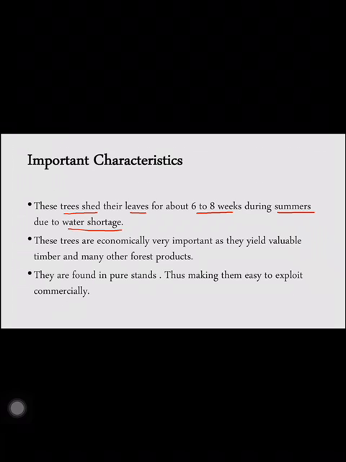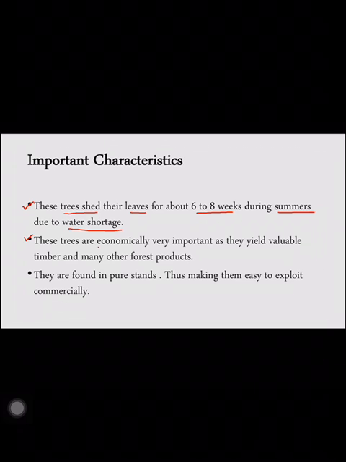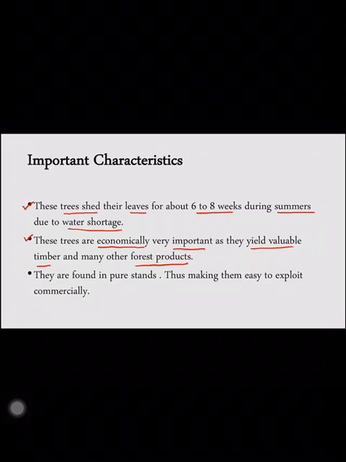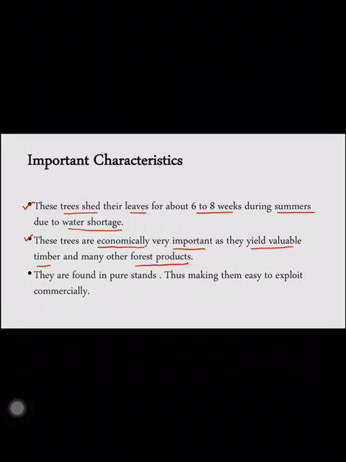So the first important characteristic is that the leaves drop for about 6 to 8 weeks so that water shortage is prevented. Second, tropical deciduous or monsoon is the most important forest economically. They are the most commercially important forest to a country. Why? Because they yield valuable timber and many other forest products, because important timber is derived from these forests. That's why they are economically very important.